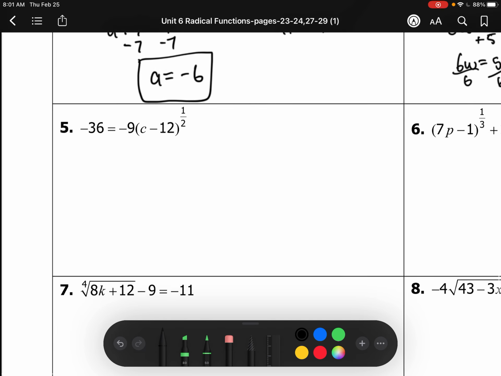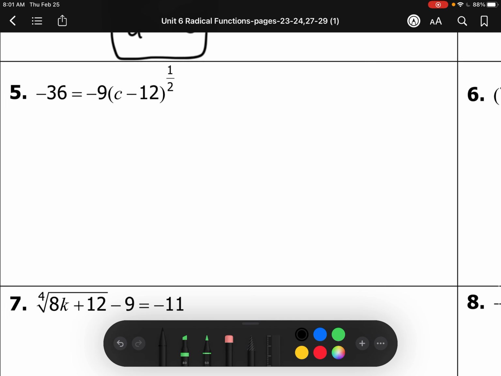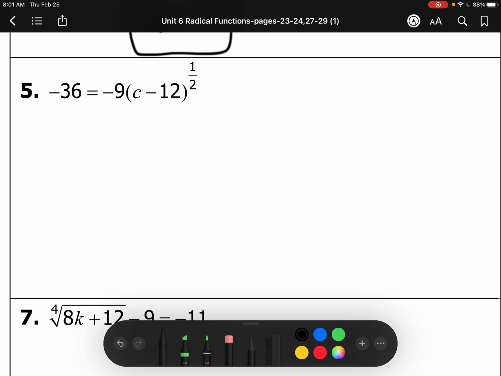All right, next, we're going to move on to number 5. So number 5, we have negative 36 is equal to negative 9 times c minus 12 raised to the power of 1/2. And when something is raised to the power of 1/2, it's the same thing as the square root, right? So this is the power, flower power. So this is the power, and this is the root, because under the ground, under a flower is roots, right?